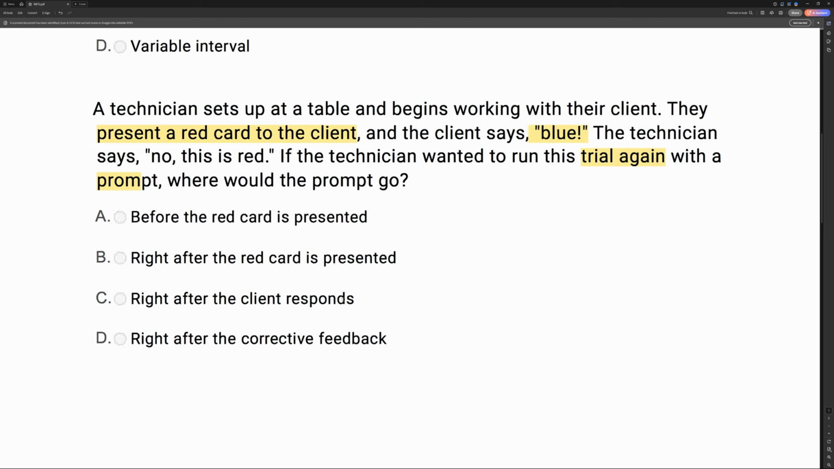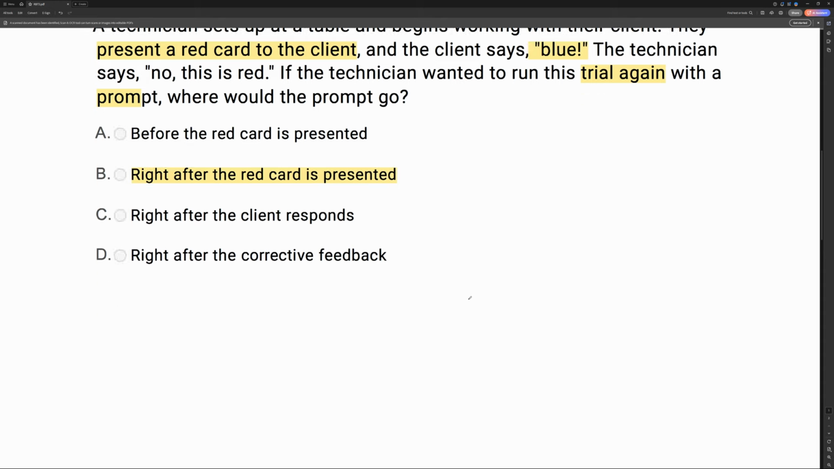What about C, right after the client response? This is where the mistake is usually made. The technician, or whoever's giving the trial, lets the person give a response, and then tries to provide the prompt. The prompt has to come before the response because the whole purpose of the prompt is to evoke that correct response. And then D, right after the corrective feedback. Well, that's way too late. At that point, we're ready to start a new trial. If this technician wants to run the trial again with the prompt, the prompt has to follow the SD. In that case, it's going to be right after the red card is presented.